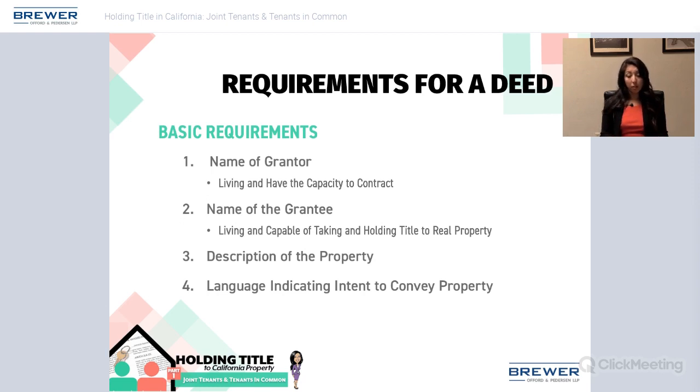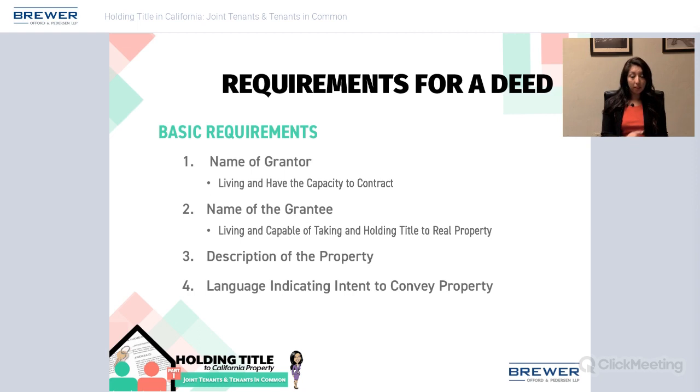Some real properties have a description that's 3 lines. Others have a page or 2. It all just depends on how the property is described within the county that it's located in. Okay, and then number 4 is language indicating intent to convey the property. So back to the example, John Doe grants 123 Rainbow Avenue to Jane Doe with the attached description of the property attached to Exhibit A.